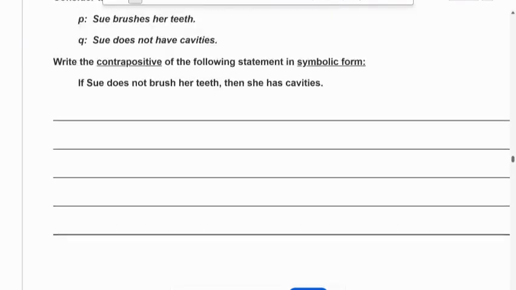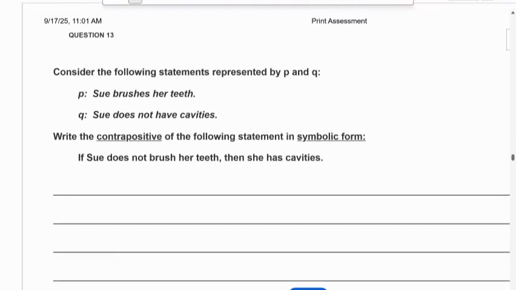Right, and I think I skipped one. I did. All right, number 13. Consider the following statements represented by P and Q. P, Sue brushes her teeth. Q, Sue does not have cavities. Write the contrapositive of the following statement in symbolic form. If Sue does not brush her teeth, then she has cavities.